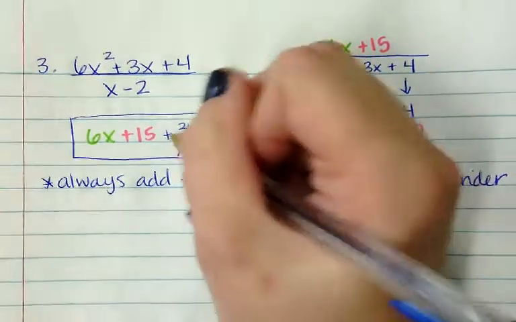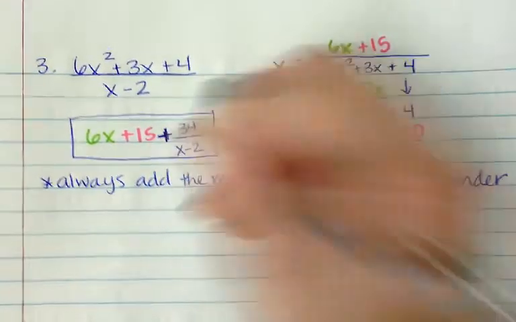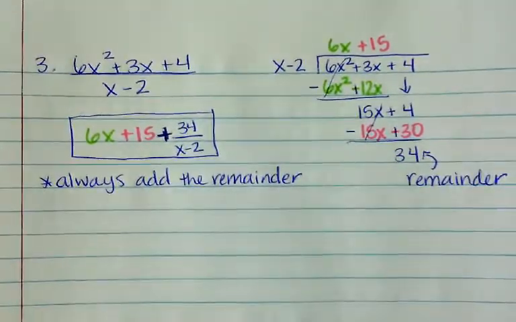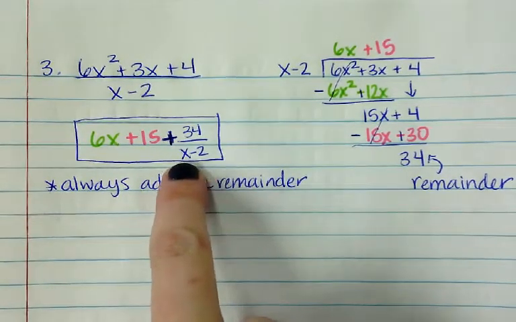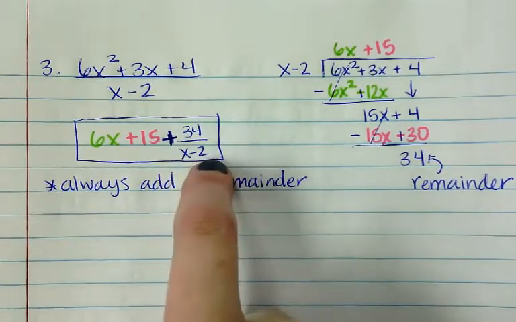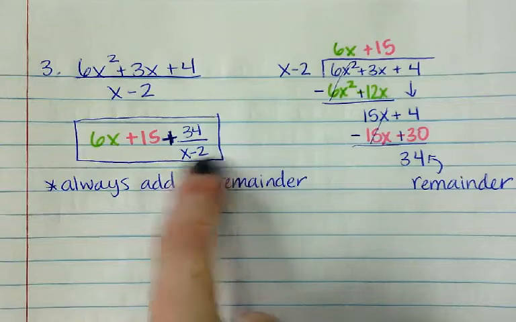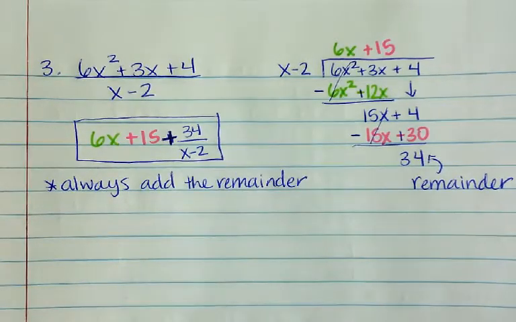Okay? Yes, ma'am. Wouldn't you simplify the 34 over x minus 2 because it's negative 4? But you can't, because this is one term. So this is as simplified as it gets. Or this is one factor. So you couldn't do like 34 over x and 34 over negative 2. It doesn't simplify. So if you could simplify, you would, but this does not simplify. Okay? Y'all feel good about that? So it's 6x plus 15 plus 34 over x minus 2.